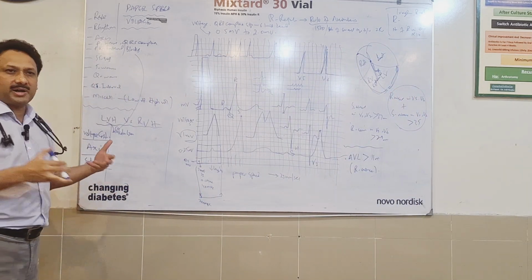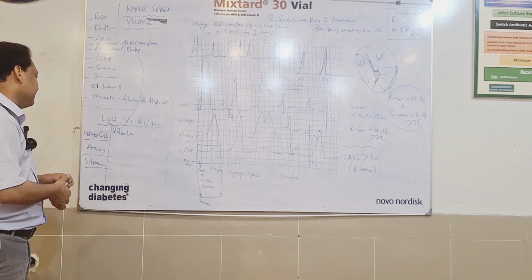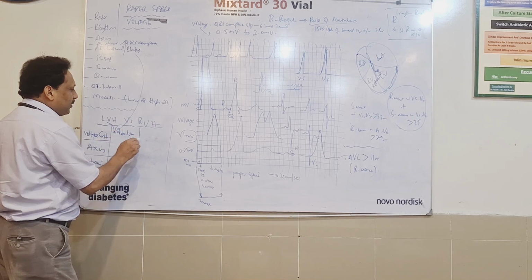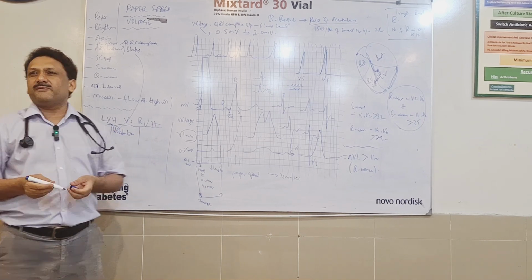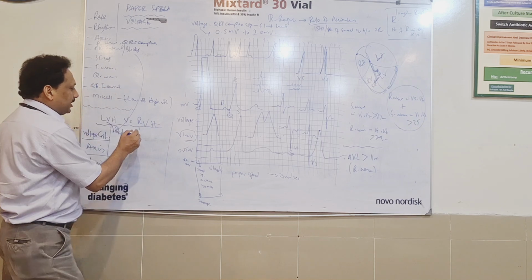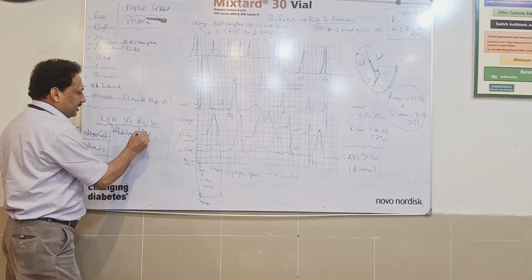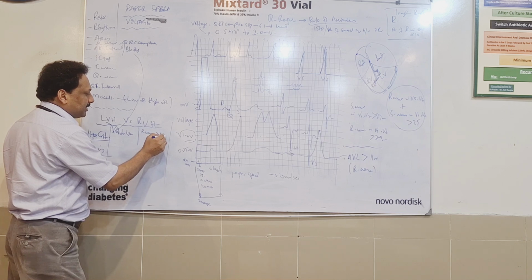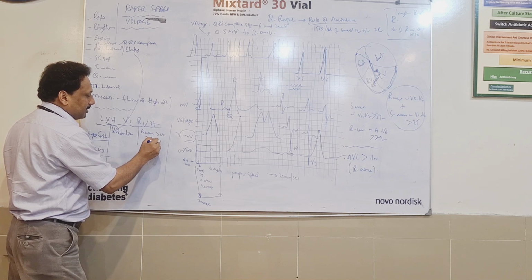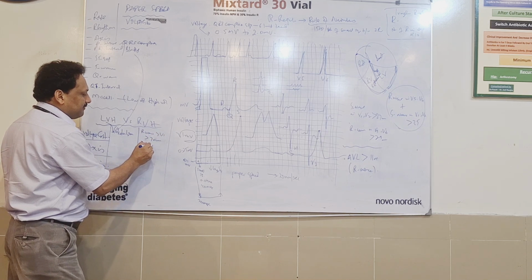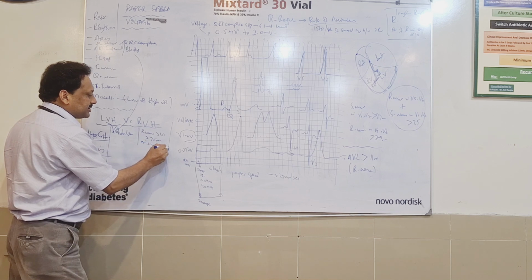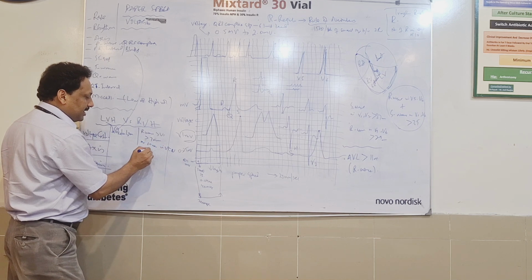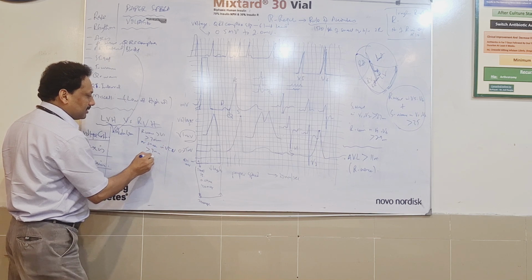criteria, voltage criteria for left ventricular hypertrophy. If we want to see the right ventricular hypertrophy criteria, it goes like R wave in V1 greater than 7 mm, or in other words, S wave in V5, V6 greater than 7 mm.